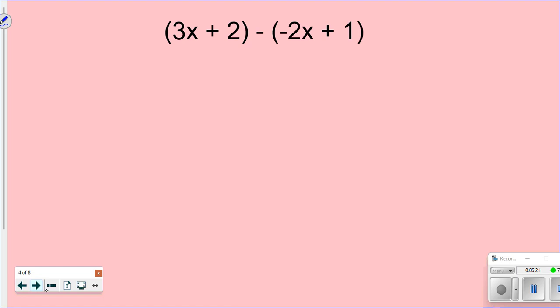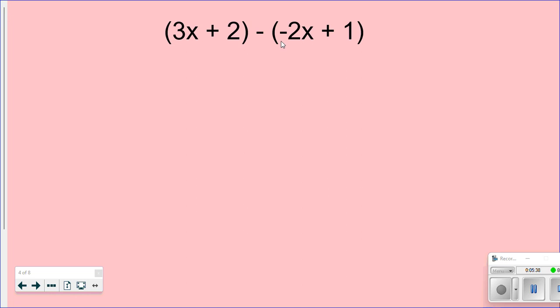So if I look at this one, this is one I can use keep, change, change on because I have a subtraction in there and I have a negative in here. If I would have negatives here and here or subtraction here and here, this is another one I would have to use keep, change, change on. So this is for sure one.